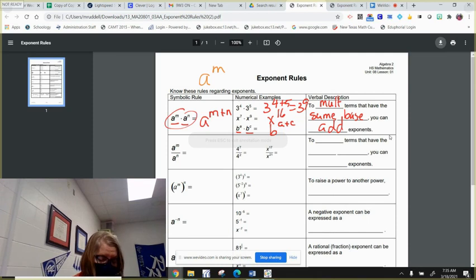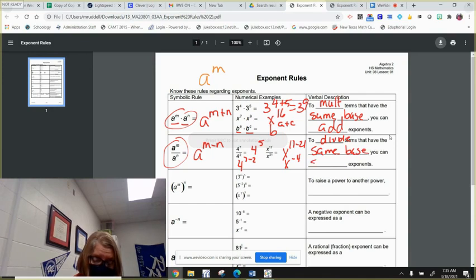Then the next thing, instead of multiplying, we're dividing. When you divide, you subtract the exponents. So I would have a to the m minus n. So this one, 4 to the 7th divided by 4 squared. Subtract your exponents, 7 minus 2, 5. For this one, x to the 17th over x to the 21st, 17 minus 21 will be x to the negative 4th, and we'll see how to take care of that negative exponent down here at the bottom. So to divide terms that have the same base, you can subtract exponents.